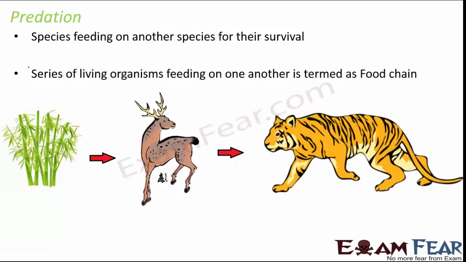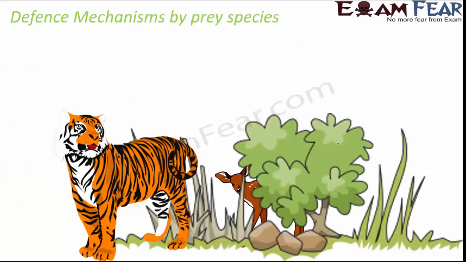Next is predation. Now species feeding on another species for their survival, that is called predation. For example, a lion feeding on a deer, so that's predation. Now series of organisms feeding on one another is called food chain. For example, plants eaten by the deer eaten by a lion, a tiger. So that's an example of a food chain.